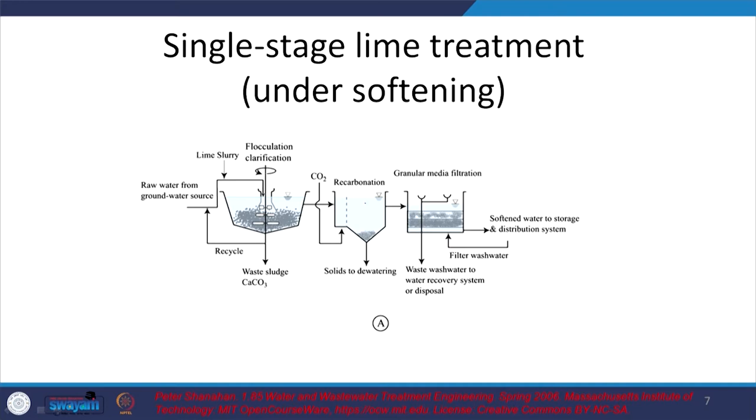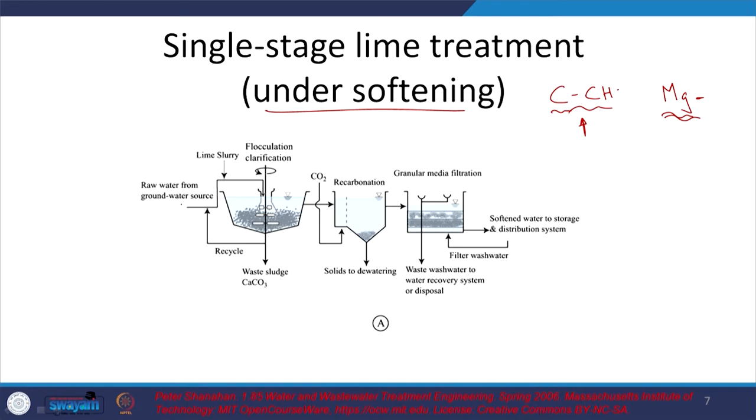Single stage, so it's under softening. Why? Primarily I'm concerned with calcium that's associated with carbonate hardness. I'm not really concerned about magnesium. Two reasons. One is that the magnesium associated with the non-carbonate hardness could be pretty low. So I am going to look at only this aspect. Again, it's under softening. So you will always have some magnesium hardness, which we are not even trying to remove.